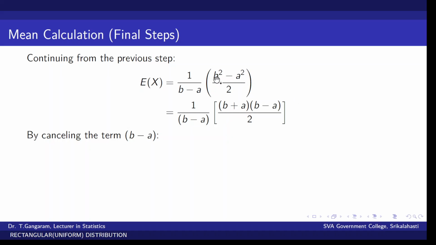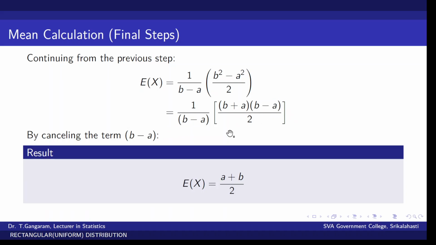We can write b square minus a square as b minus a into b plus a, so we get b plus a by 2 times b minus a over b minus a. The b minus a gets cancelled, and the final result is the mean of the rectangular distribution: expectation of x is equal to b plus a by 2.